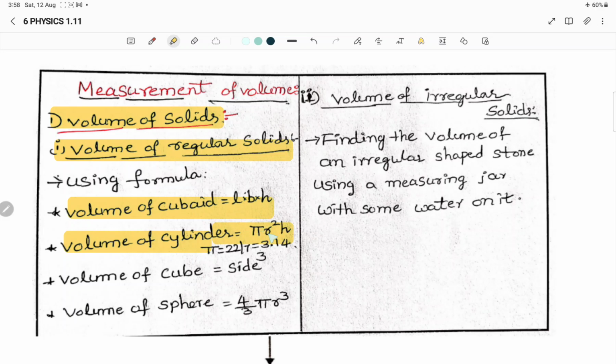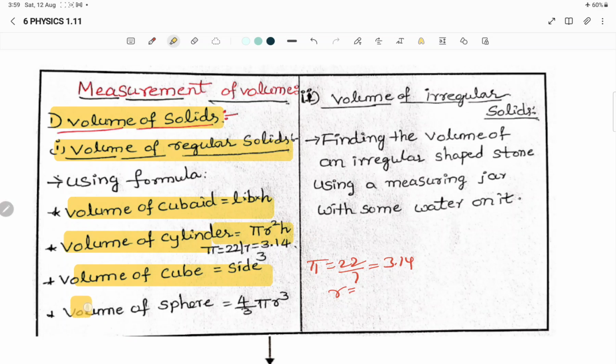Here pi is a constant value, equal to 22/7, that is 3.14. This is the fixed value. Next, r is the radius of the cylinder, h is the height of the cylinder. By using pi r square h, we can determine the volume of the cylinder. Next one, cube. A cube has 3 equal sides, so the volume of a cube is side into side into side. By using this formula, we can determine the volume of a cube.